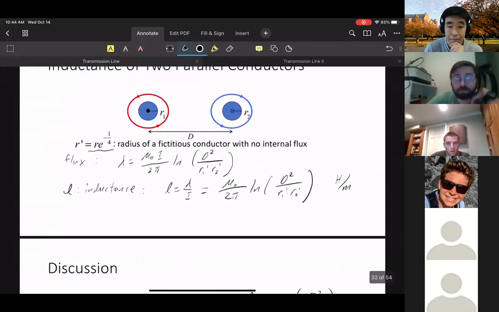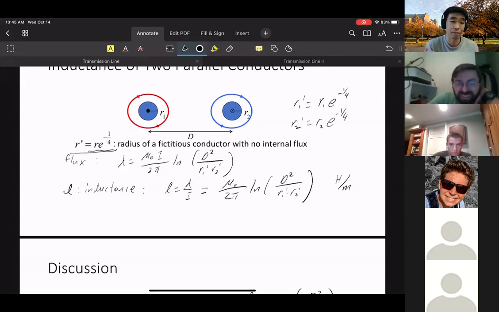Professor, what's R prime? R is the radius of the conductor. R prime is just R times e to the minus 1/4. So R1 prime is R1 e to the minus 1/4, R2 prime is R2 e to the minus 1/4. There are reasons why this factor comes out. It has to do with integrating the exponential of something. But for us, basically the wire appears slightly smaller than the actual size of the wire for EM calculations.